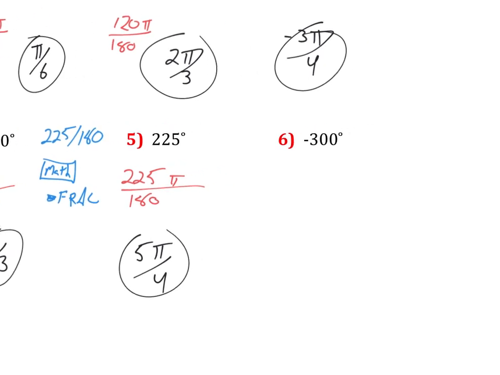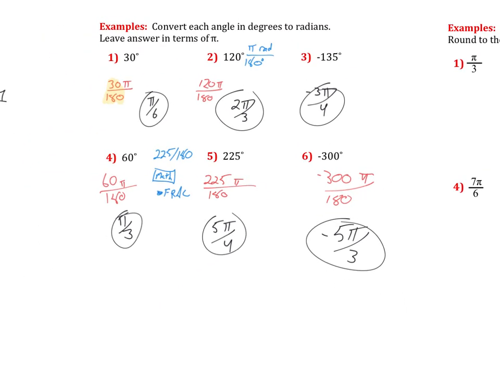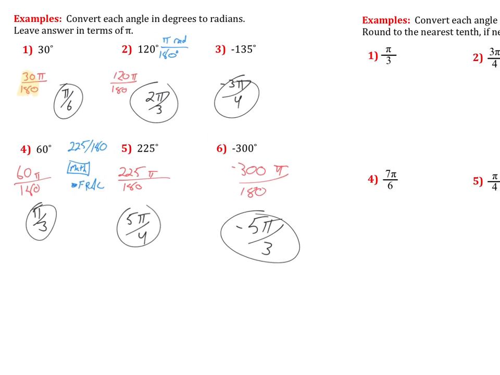All right, negative 300. We're going to think of that as a fraction over 180. It's really 30 over 18 that I'm trying to simplify. They can reduce down by a factor of 6. That becomes 5 over 3, so negative 5 pi over 3. And we're done. Now let's go the other way.